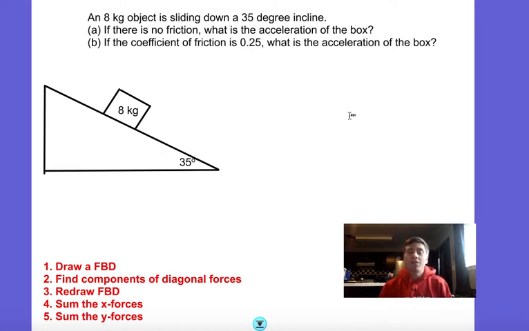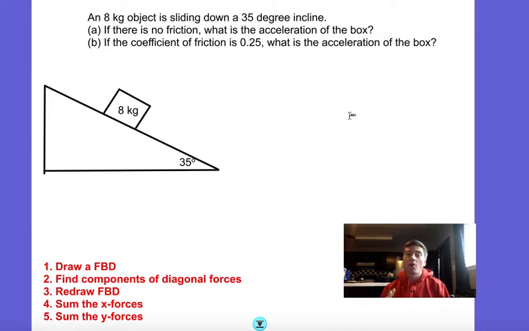Okay, so now we're going to use what we know about free body diagrams and breaking forces into components to apply that to a situation in which we can predict the motion of an object just based on the forces that are being applied to it. So let's check this one out. An 8-kilogram object is sliding down a 35-degree incline, so it's moving. If there's no friction, what is the acceleration of the box?